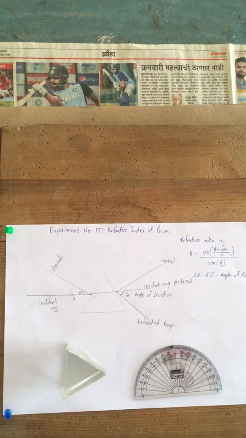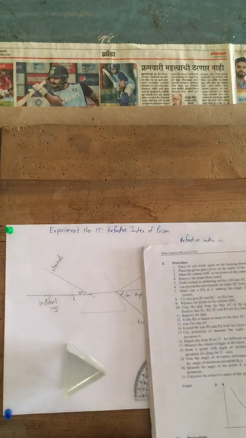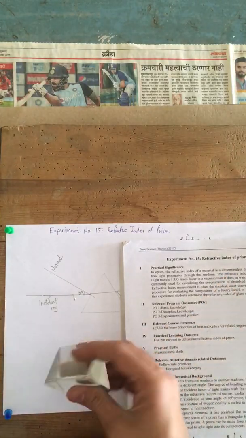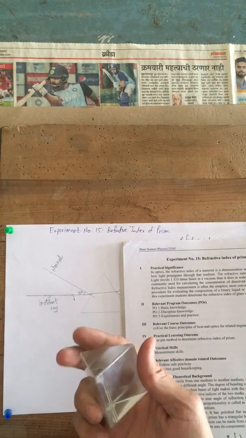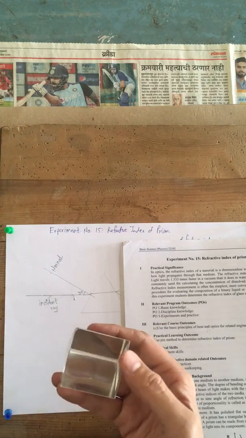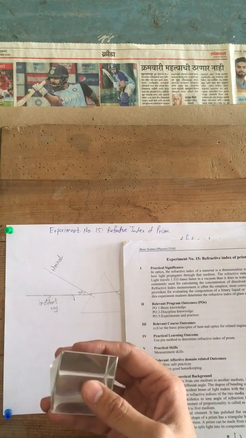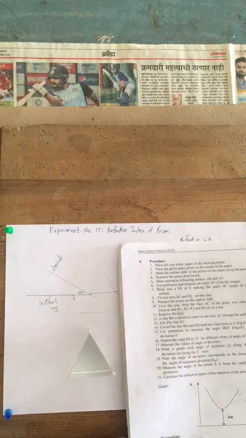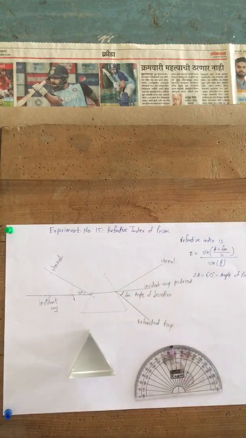So today we are going to perform experiment number 15, that is refractive index of material of prism. So we have this prism and we have to find the refractive index of the material of which this prism is made. Okay. So I am going to tell you the procedure for how to perform this experiment.